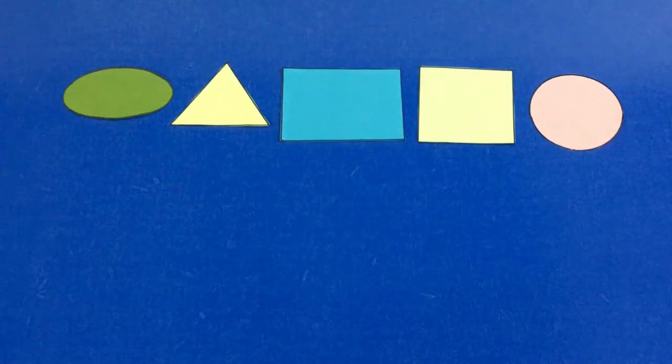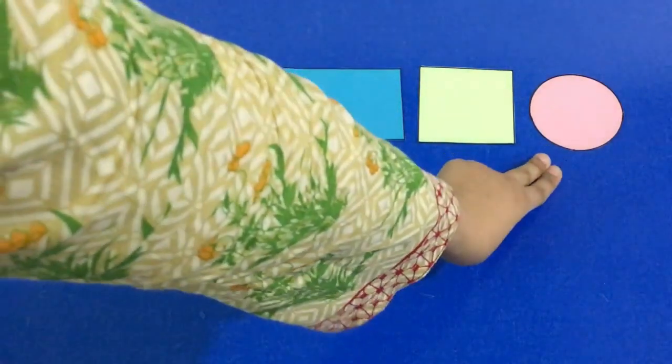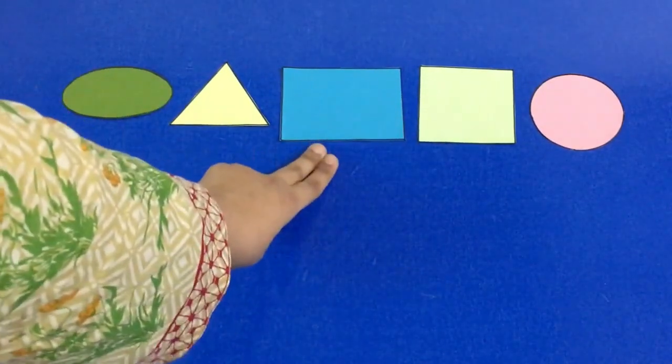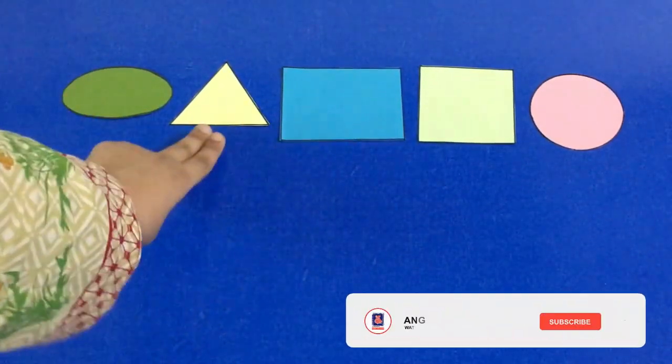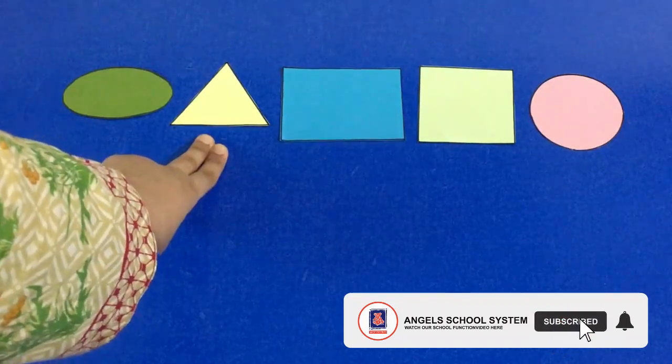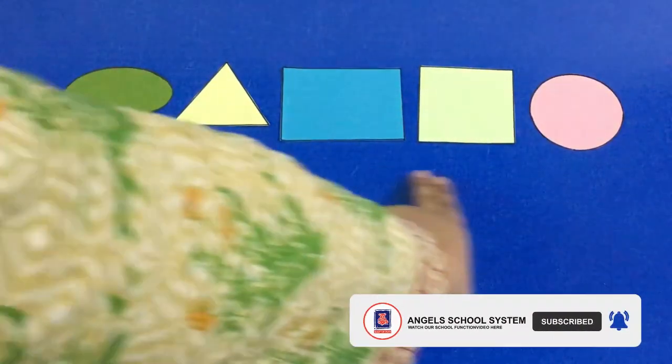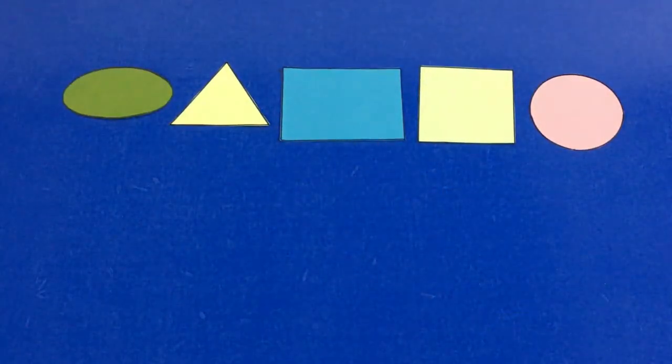Let's read the name of these shapes again. This is circle. This is square. This shape is rectangle. This shape is triangle. And this is oval. All these are basic shapes. What are all these? All these are basic shapes.